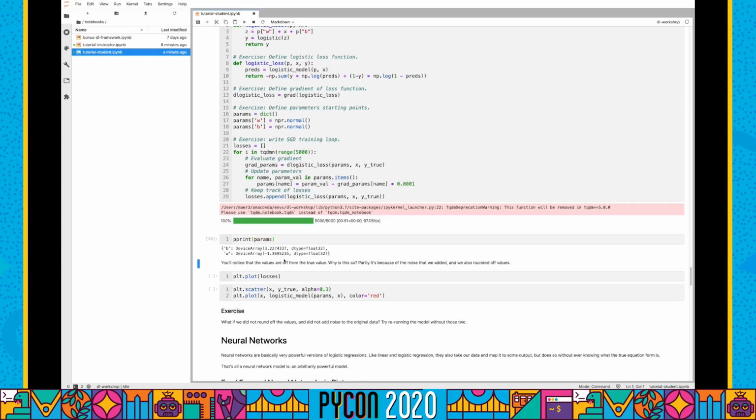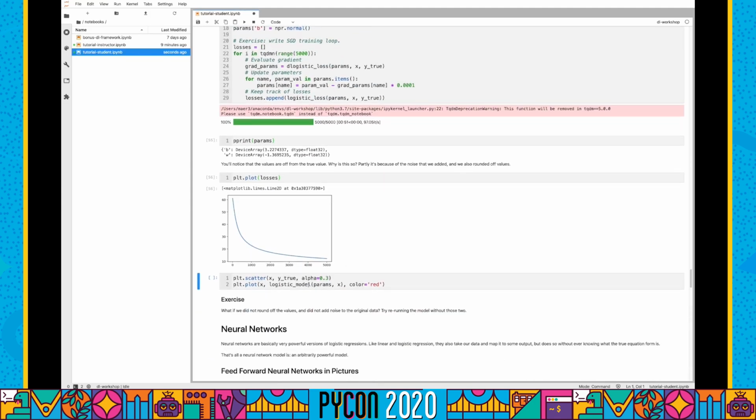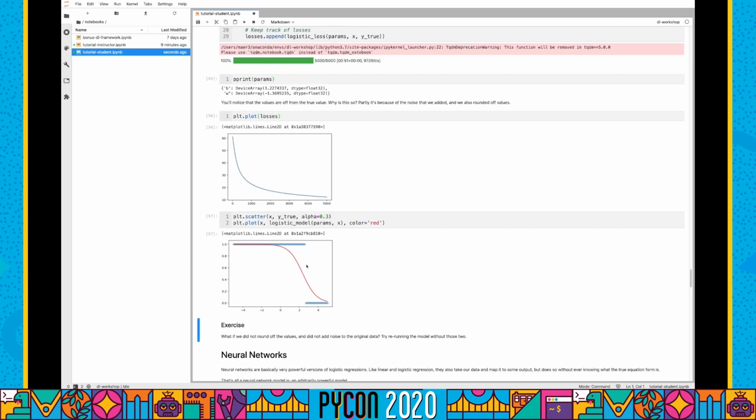Looks a little better, more reasonable than what we had just now. You'll notice that the values are often not the true value, but we've got the signs correct. I previously had defined W to be a negative value and B to be a really positive value. And the main explanation for this is that we added noise and we rounded off the values. And so if we plot the loss over time, you'll notice it goes down. That's all very nice. When we plot the model prediction against the data, it's not too bad, not too shabby.